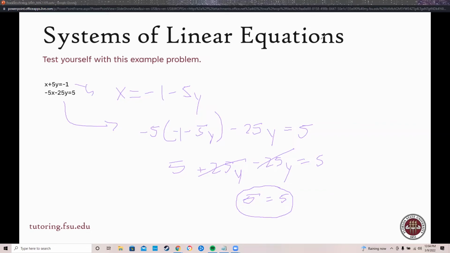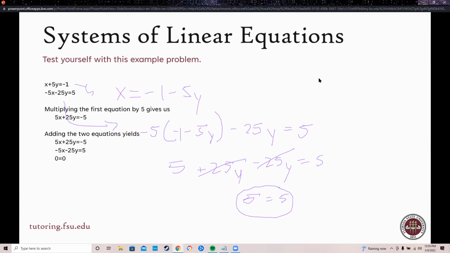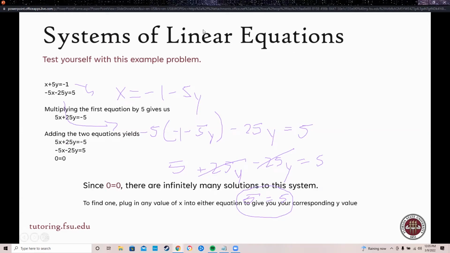Well, that means that no matter what value of x and y we substitute into this equation, you will always have the same answer pretty much. That means that this system of equations has infinitely many solutions to this problem.